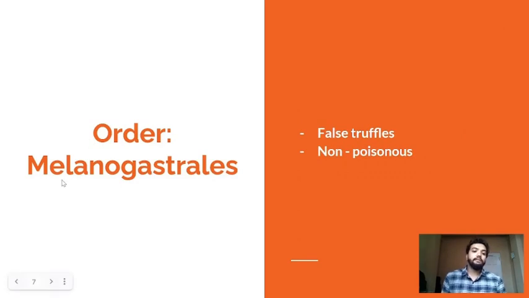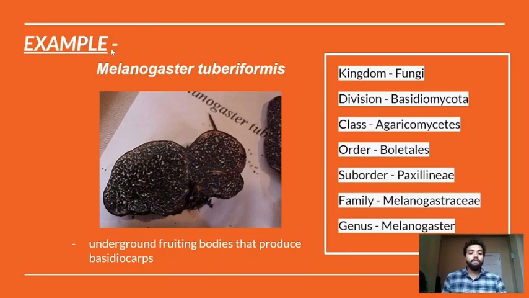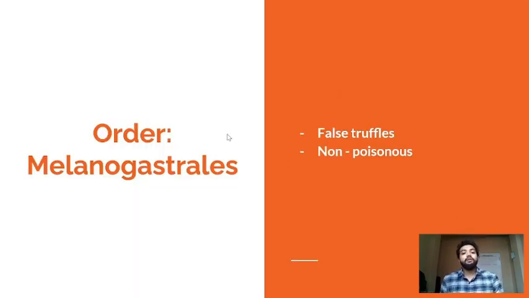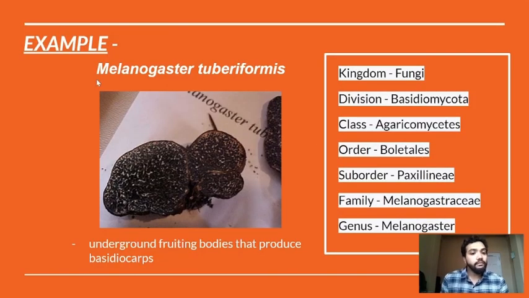The next order is Melanogastrales. These are also known as the false truffles. It just looks like truffles, but these are not truffles. These are also non-poisonous. The first example of Melanogastrales is Melanogaster tuberiformis. It is an underground fruiting body that produces basidiocarps.